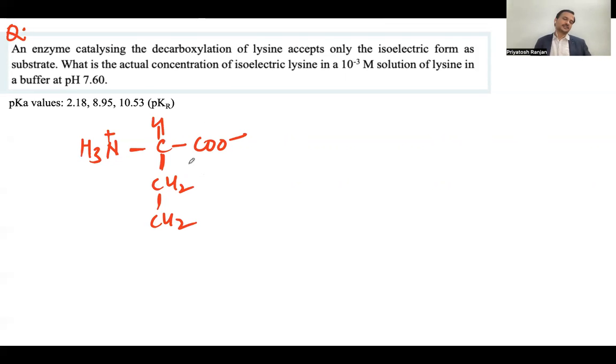Remember, when I'm drawing such kind of structures, don't get confused with the structures which I drew in the previous slide. This one is the one which I'm drawing for lysine, which is also denoted by the letter K, at a physiological pH. That means pH 7.4.